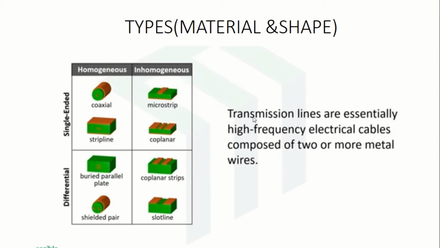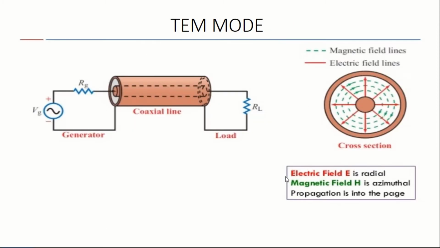So now our basic definition says that they are nothing but high frequency electrical cables which is composed of two or more metal wires. Actually in your fourth unit you'll learn about the waveguides. From a two wire, why it is modified into a single conductor. If there are two different wires, what has got to be the negative? Why we are moving for a waveguide section. So TEM wave, transverse electromagnetic mode.